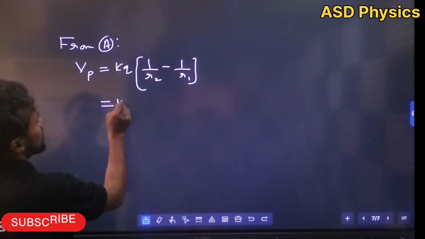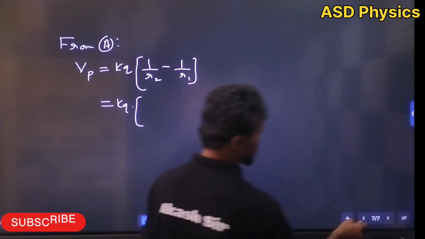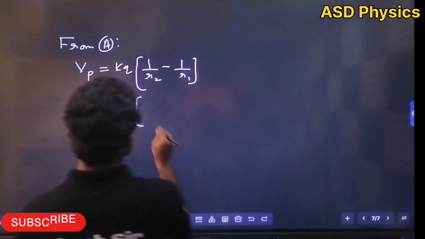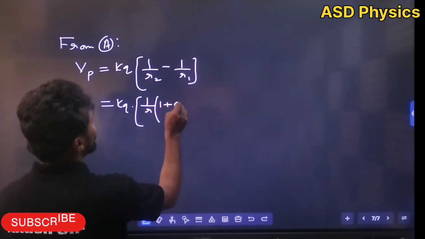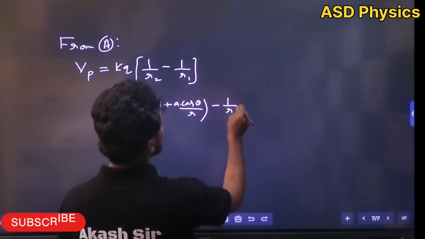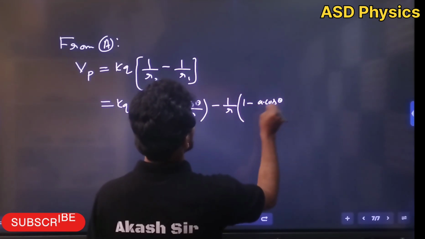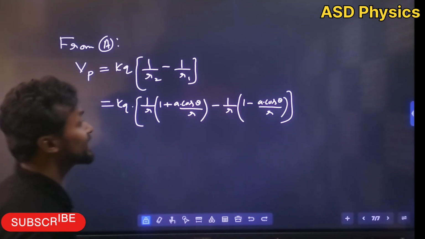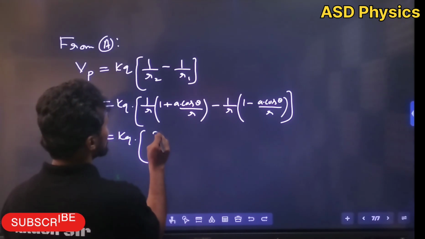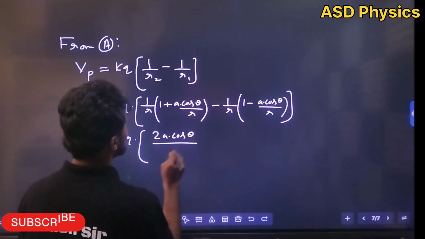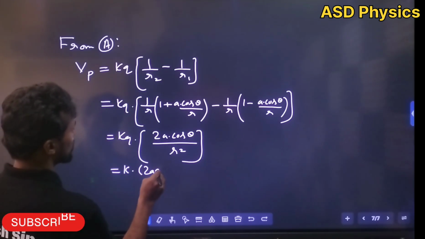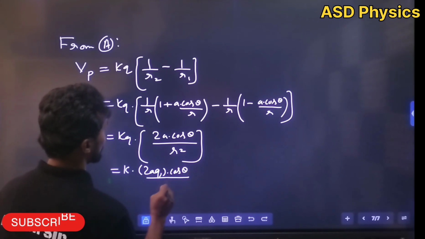Now K into Q. Do you remember what is the value of 1 by R2? This is the value, and I am going to write it here. So it is coming 1 by R into 1 plus A cos theta by R, minus again 1 by R1, whose value is 1 by R into 1 minus A cos theta by R. When you simplify this, K into 1 by R will cancel out, and it will become 2A cos theta by R square. So K into 2A cos theta by R square.